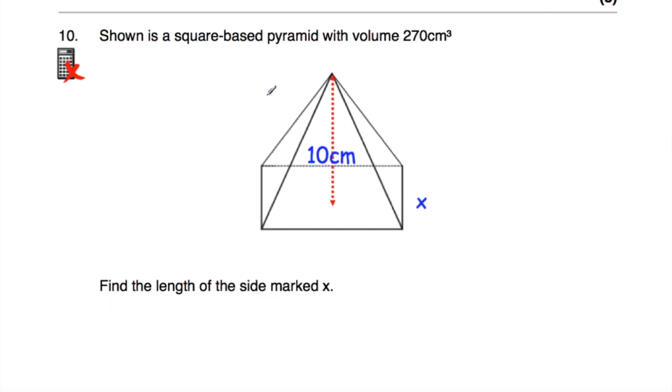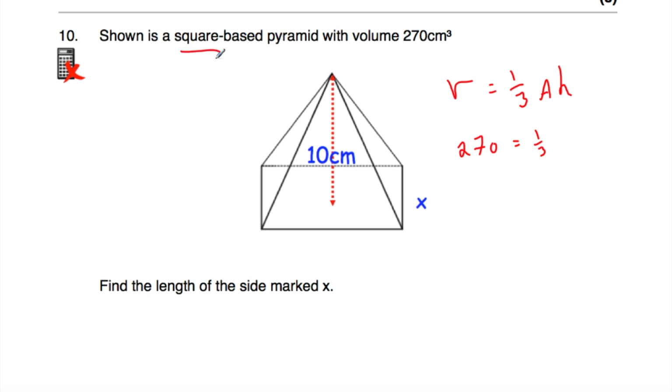Question number 10 says, shown is a square base pyramid with a volume of 270 centimeters cubed. And we know the perpendicular height of the pyramid is 10 centimeters, and we want to find the side length of the base, x. So let's do that. The volume of a pyramid is equal to a third the area of the base times the height. So the volume is 270, and that's equal to a third times the area of the base.